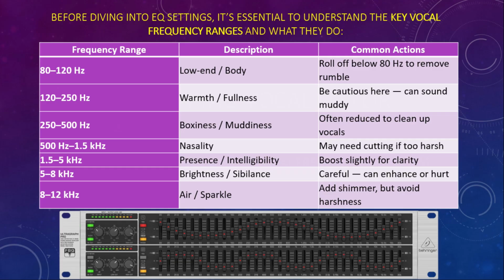ranges. Like, for instance, the first frequency range is 80 to 100 hertz, and the description is low end body. Well, the common action, of course, is to roll off below 80 hertz to remove rumble if you have that in your mix, and so on.